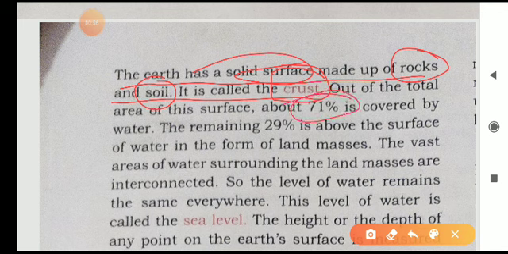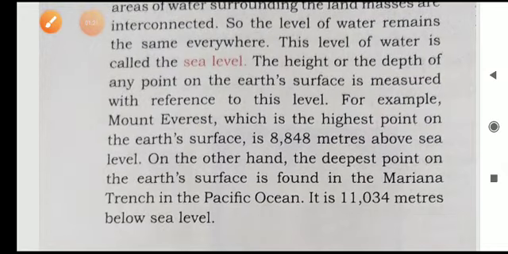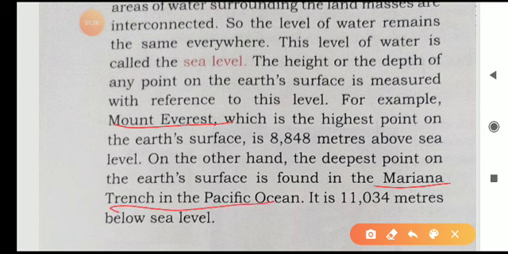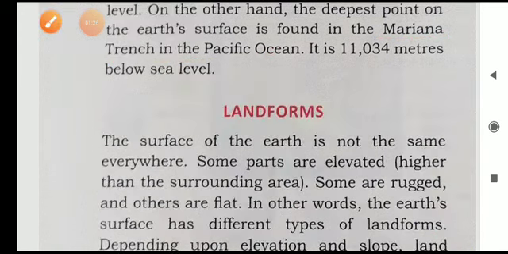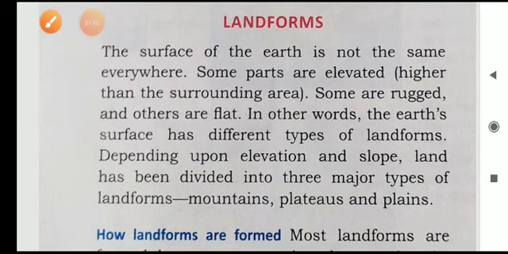71% of Earth's surface is covered with water and 29% is covered with land. Of course, these lands are separated by oceans. All the parts are not interconnected. Naturally, the water level will be the same in the world. I think all of you know that the highest part of the Earth is Mount Everest and the deepest part is the Mariana Trench, in the Pacific Ocean. The surface of the Earth is not the same. Some parts are higher than other areas. Some are rugged and some are flat.